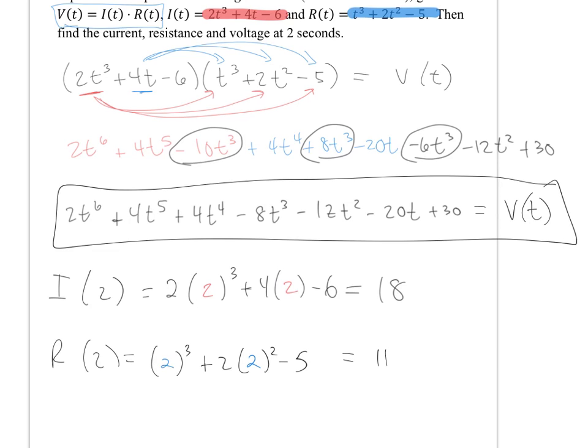Again, you can take the voltage function, plug a 2 in, that will take you about 30 seconds to a minute. Or you can do 18 times 11, which will take you 5 keystrokes or a little bit of brain power. Either one, right? So what do we end up getting? Voltage 198? Yeah.